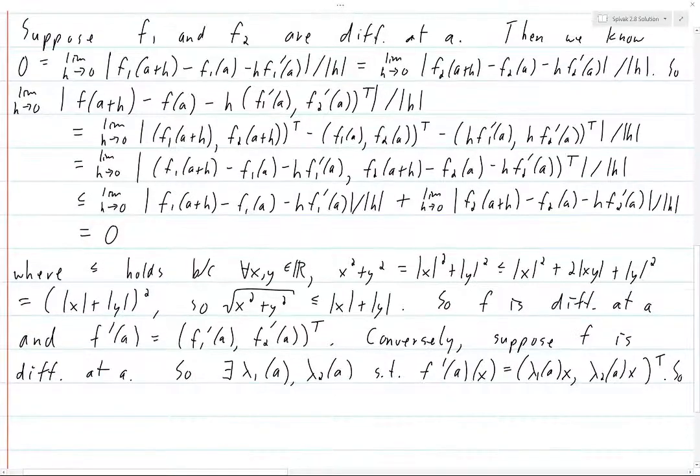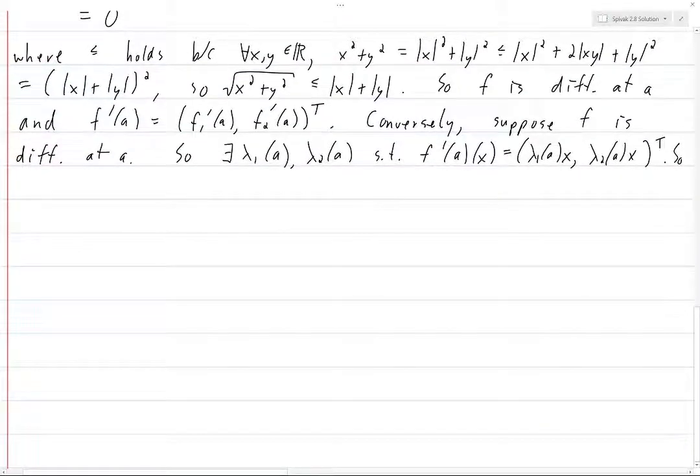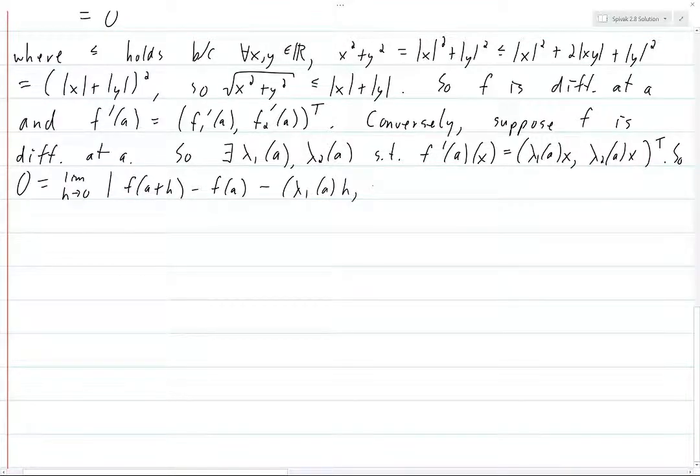So then we can do another computation. Basically here it's very similar to what we did before, but we do a triangle inequality thing. So this is the limit as h goes to 0 of f of a plus h minus f of a minus (lambda 1 of a times h, lambda 2 of a times h), this thing being transposed. We're dividing by the norm of h.